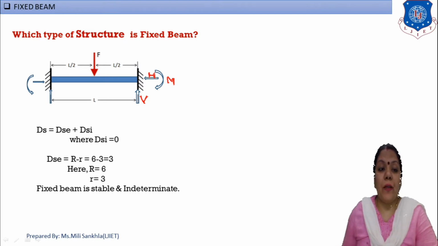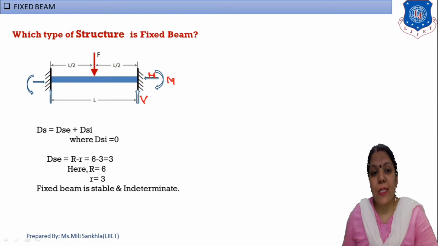Okay, here I take one figure of a fixed beam. First support is fixed and second support is also fixed. Now support reactions of fixed beam are three. First horizontal, second vertical, and third is moment. Again the second support is also a fixed support, with 1, 2, 3 support reactions. Now capital R is equal to the summation of total support reactions, 3 plus 3 is equal to 6.